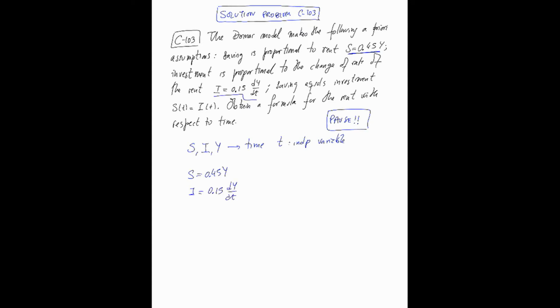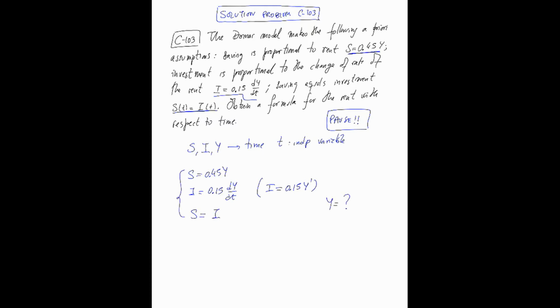So this is a differential equation. This is the same as I equals 0.15 y prime. And finally, the assumption that savings equals investment. And we are asked to find an expression for y.